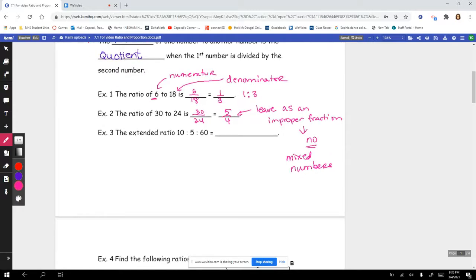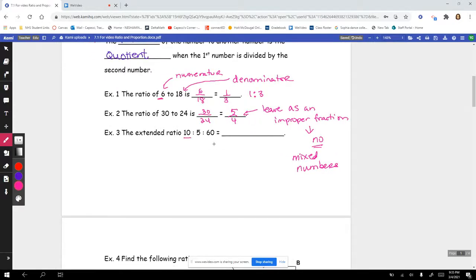Now, if we have something like the extended ratio, meaning we have more than two, then I'm still going to simplify that. So I can see that 5 goes into each of those. So that goes as 2 is to 1 is to 12. I'm not going to put it in any sort of fraction form. It's just going to stay like that.